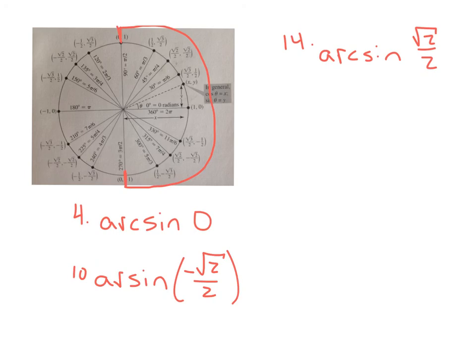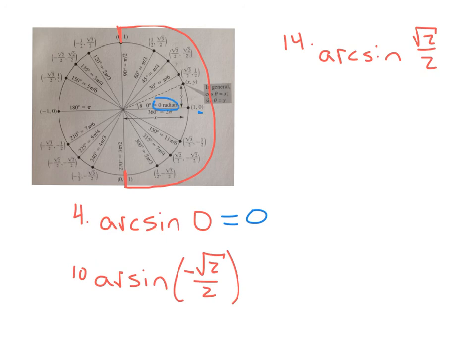Okay, so again, arc sine of 0. What angle are we thinking about here? So the sine of what angle gives us 0? Okay, so right there is where y is 0. So the arc sine of 0 is 0. Right, 0 radians.